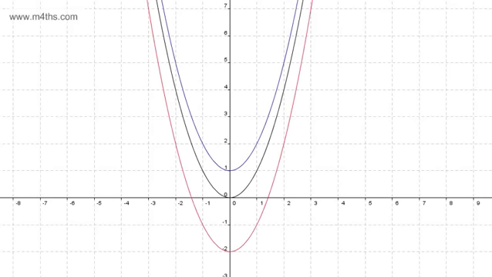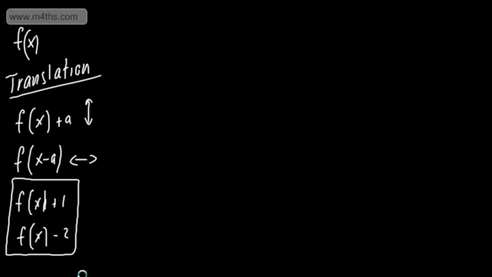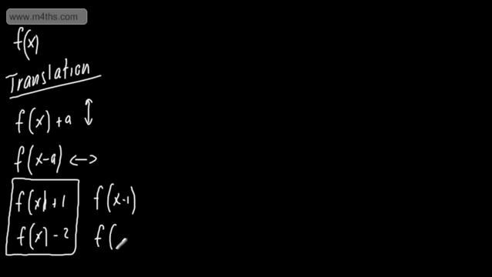If we now look, and we'll take these two off, we're going to look at some horizontal translations. This one right here is f of x minus 1. So we've got x minus 1 in the brackets, and we can see this has moved 1 unit to the right. If we look at another horizontal translation, this has moved left by 3. So this one right here will be f of x plus 3. So these are both horizontal translations.